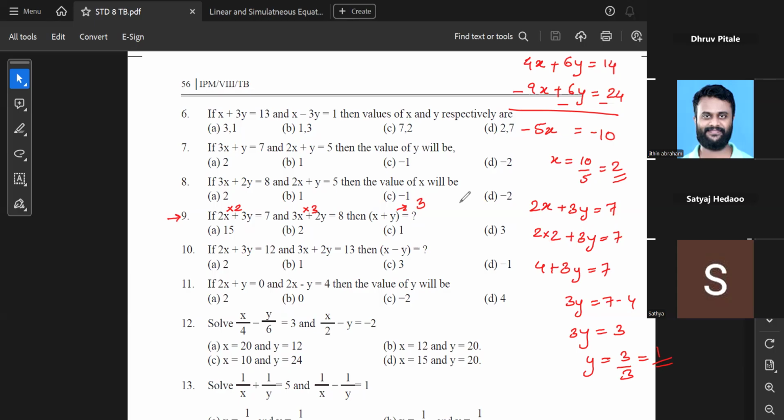Yes, Dhruv, tell me. Sir, I had a doubt in the fifth question. Okay, I'll just wait for a moment for everyone to write this down and then I'll tell you about it.